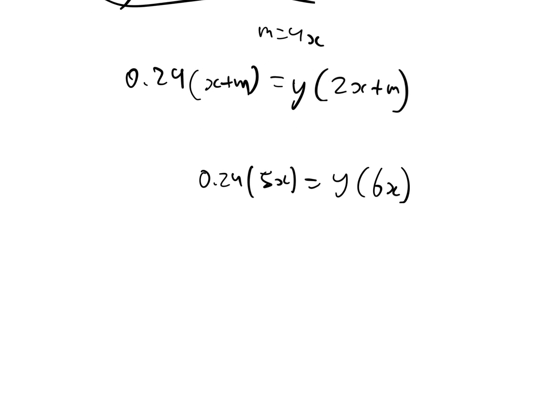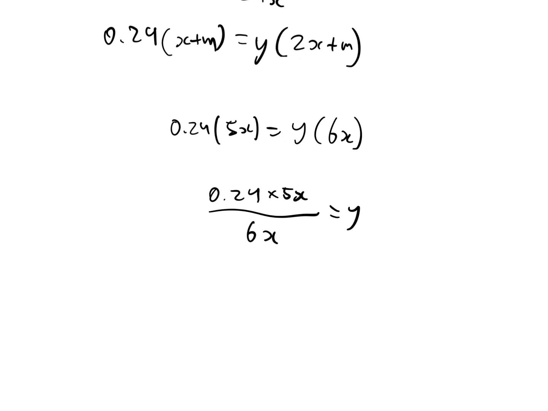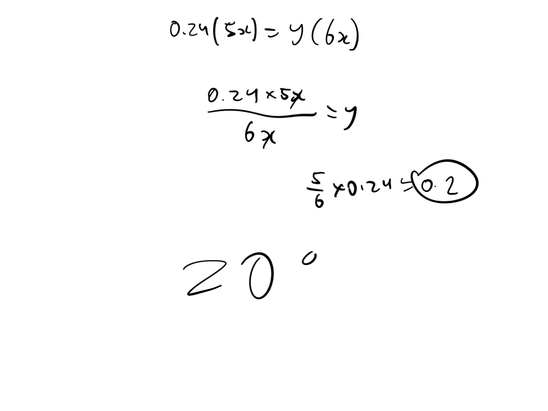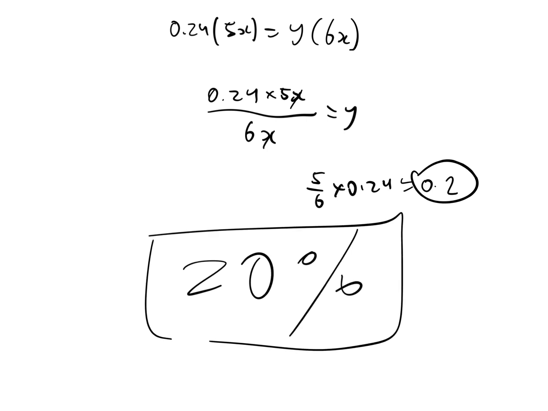Now all we have to do is some simple rearranging. 0.24 times 5X over 6X is equal to Y. Now we just solve for this. This is the drum roll. The X's cancel out brilliantly. We are left with 5 over 6 times 0.24, and that is equal to 0.2. So that is a 20% concentration solution. And that is our answer. Thank you.